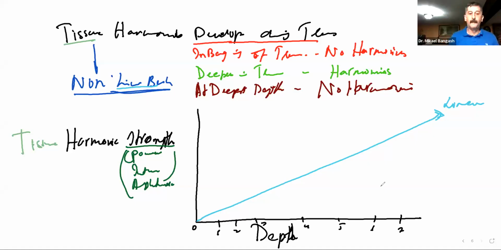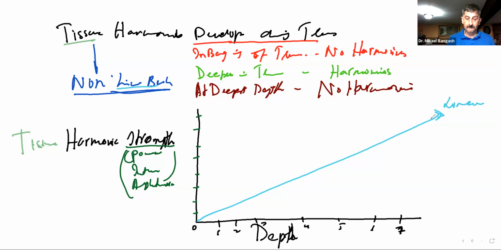Okay, girls, sorry. So if we drafted a graph between depth of image and strength and amplitude of the harmonics, and had that been linear, your line would have been like this. Clear?